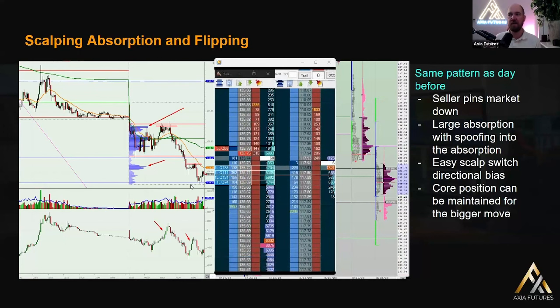So they increase the size of the bids. That gets people tempted to buy. And as soon as they then start to get filled at 75, then those bids start to retract and that allows the market to rotate back down. It's a classic spoof into a price. Somebody absorbs this and the market then rolls over.